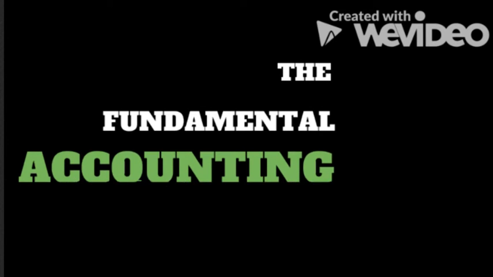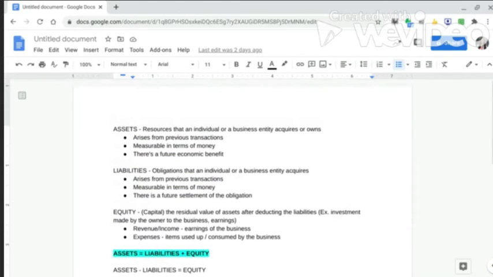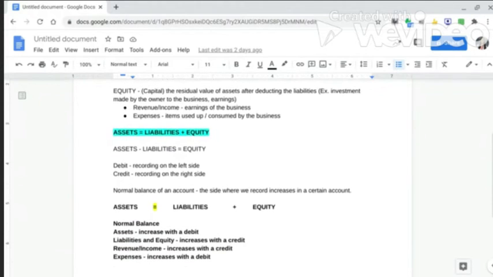Guys, so welcome to part 2 of the accounting equation discussion. So last time, na-discuss na natin yung definitions ng assets, liabilities, equity, pati introduction to the accounting equation. So to recap, the fundamental accounting equation states that assets is equal to liabilities plus equity.